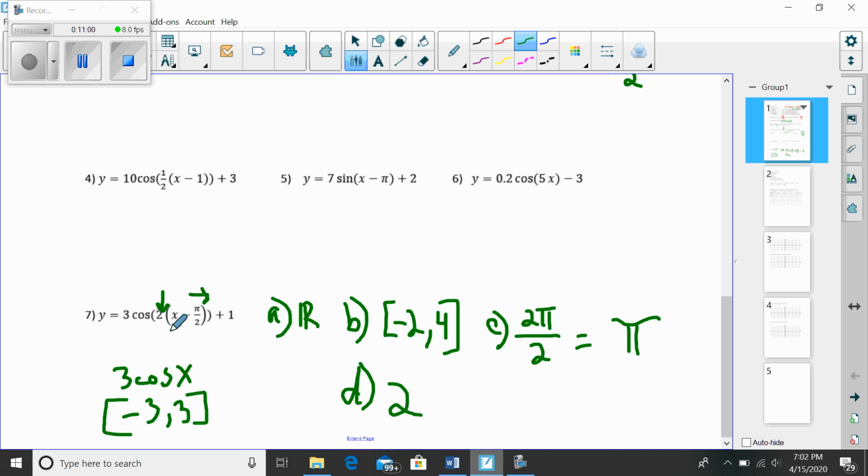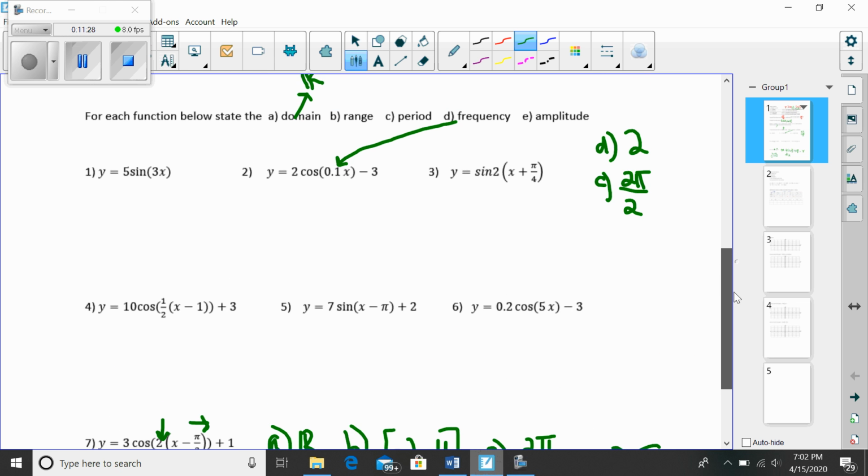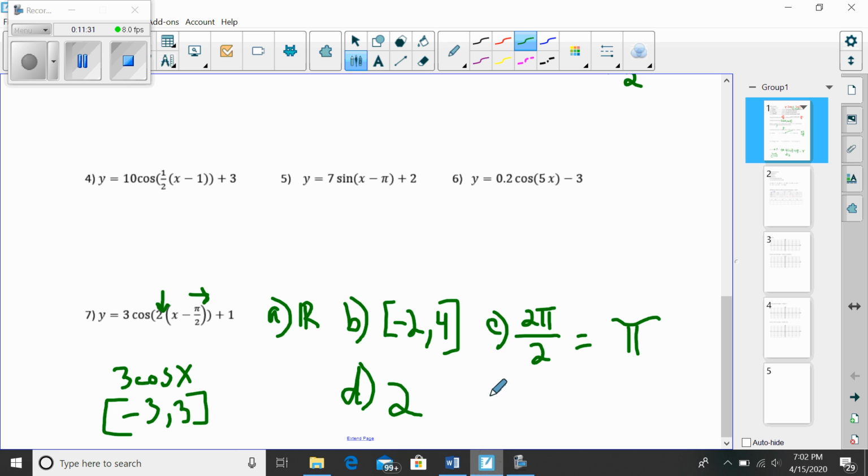So even though my graph has been shifted, when I ask you for the period, that's the length of the interval. Okay, so even though I shift the graph to the left or to the right, the length of the interval is still pi units, right? From wherever I start to wherever I have the end of my complete cycle, that would be pi units. And then the amplitude, that's the last thing I have to answer. So the amplitude in this case is 3.